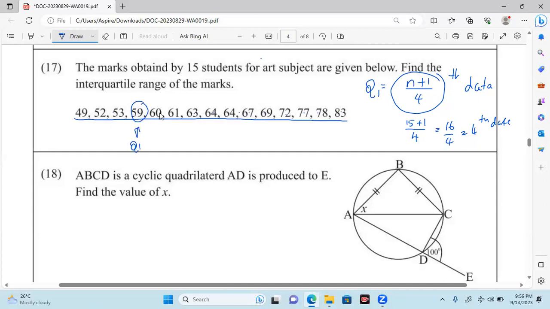Q2 is 16 over 2. Okay. Q2 is n plus 1 upon 2 data. Actually, we no need to find the Q2, but let's see. It's 16 over 2. That means 8th term, 8th data. 1, 2, 3, 4, 5, 6, 7, 8. Then this is the median, or we call the second quartile. Then Q3. Q3 means 3 into n plus 1 upon 4 data.